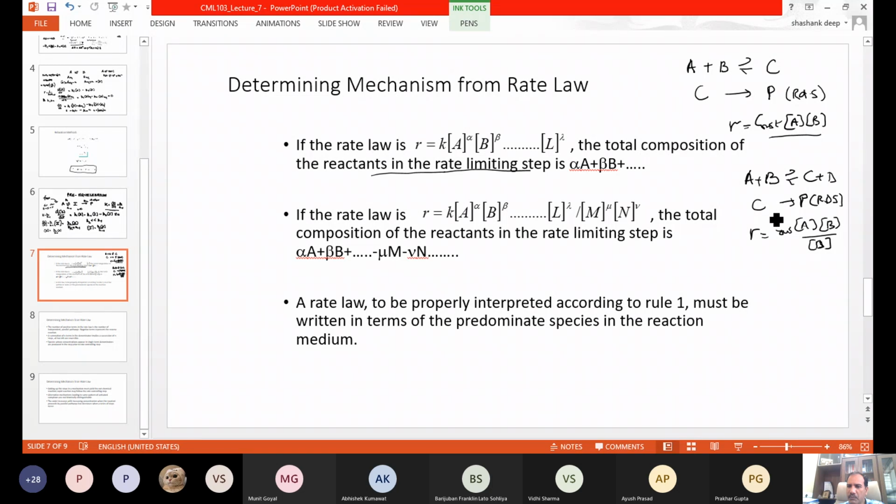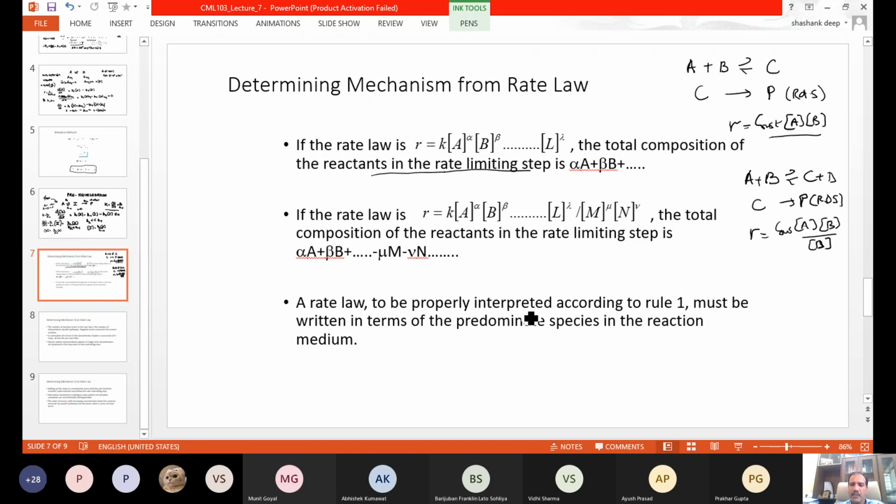So what will be the composition of this C? If you look at C, C is basically A plus B minus D, right? So D will come in the denominator. So that's what it means. If the rate law is R equal to this, then the total composition of reactants in the rate limiting step is this one.